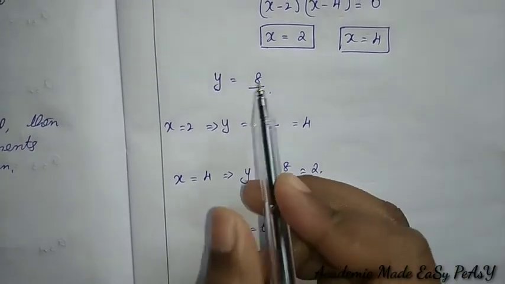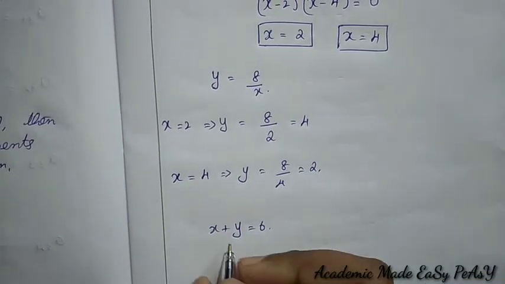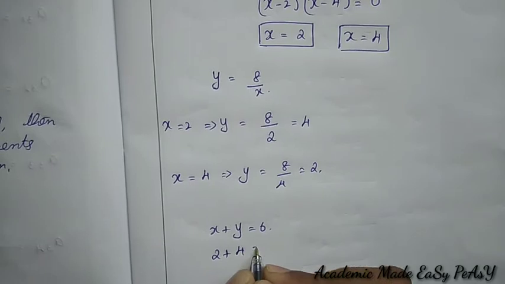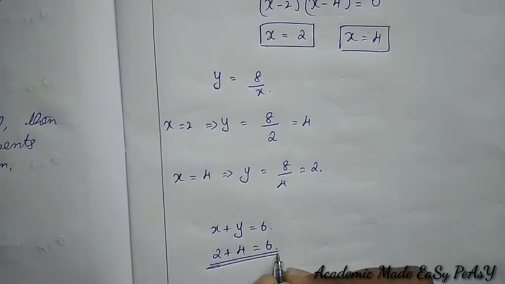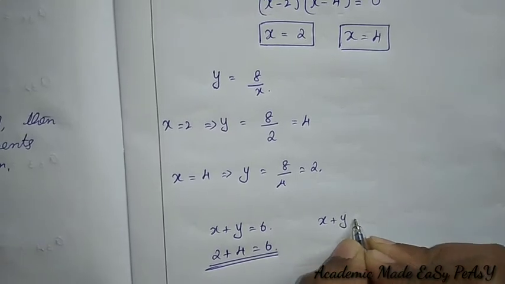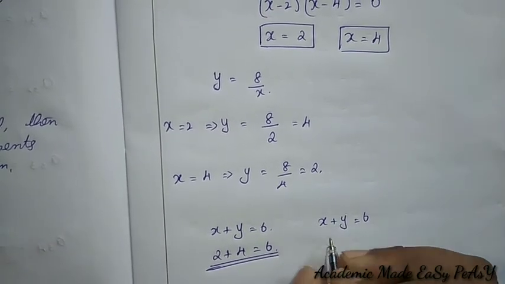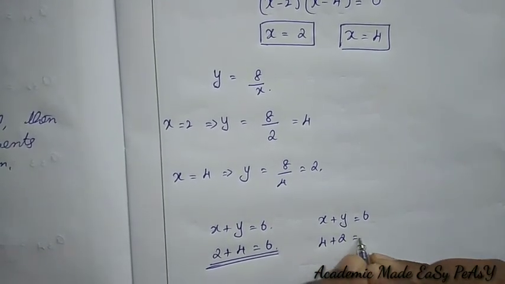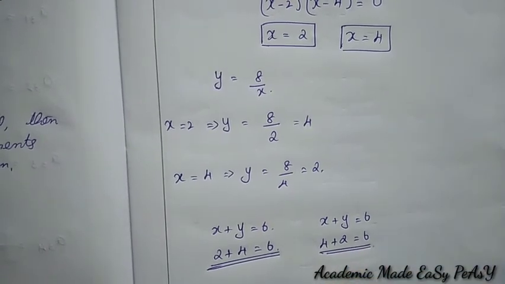So now if I take my x as 2 and y as 4, therefore I get 6. Next, for x plus y is equal to 6, if I take x as 4 and y as 2, I get 6. So both also get satisfied.